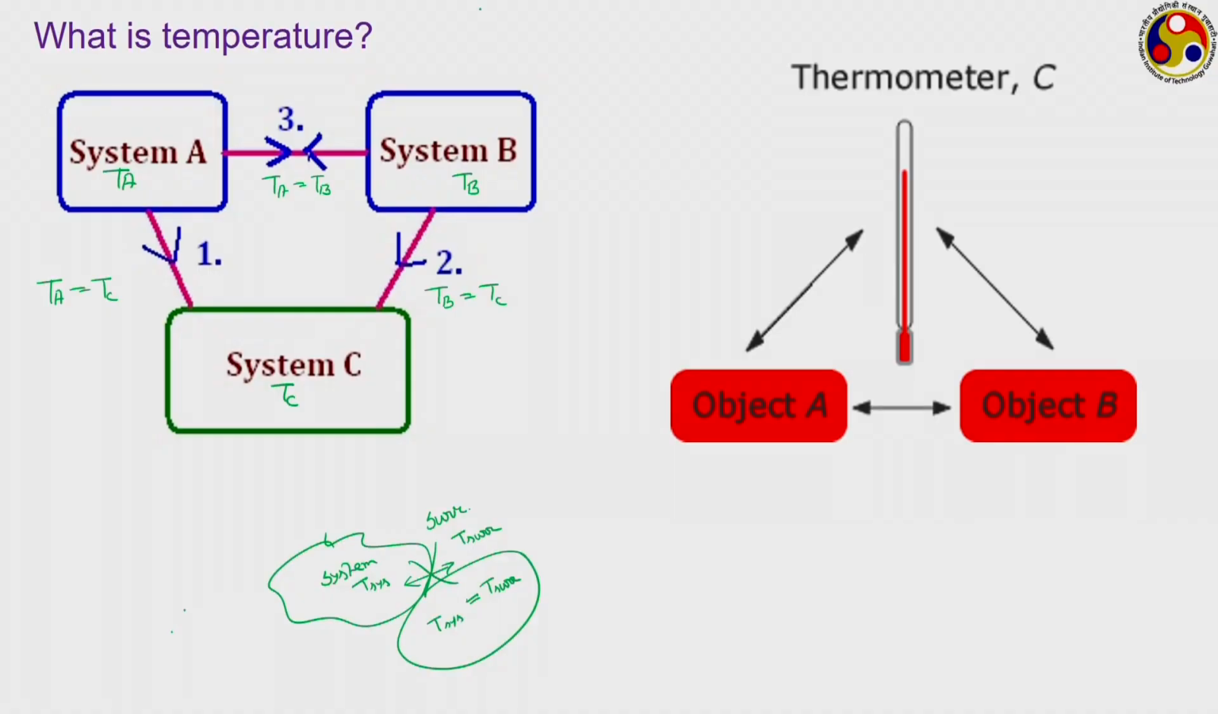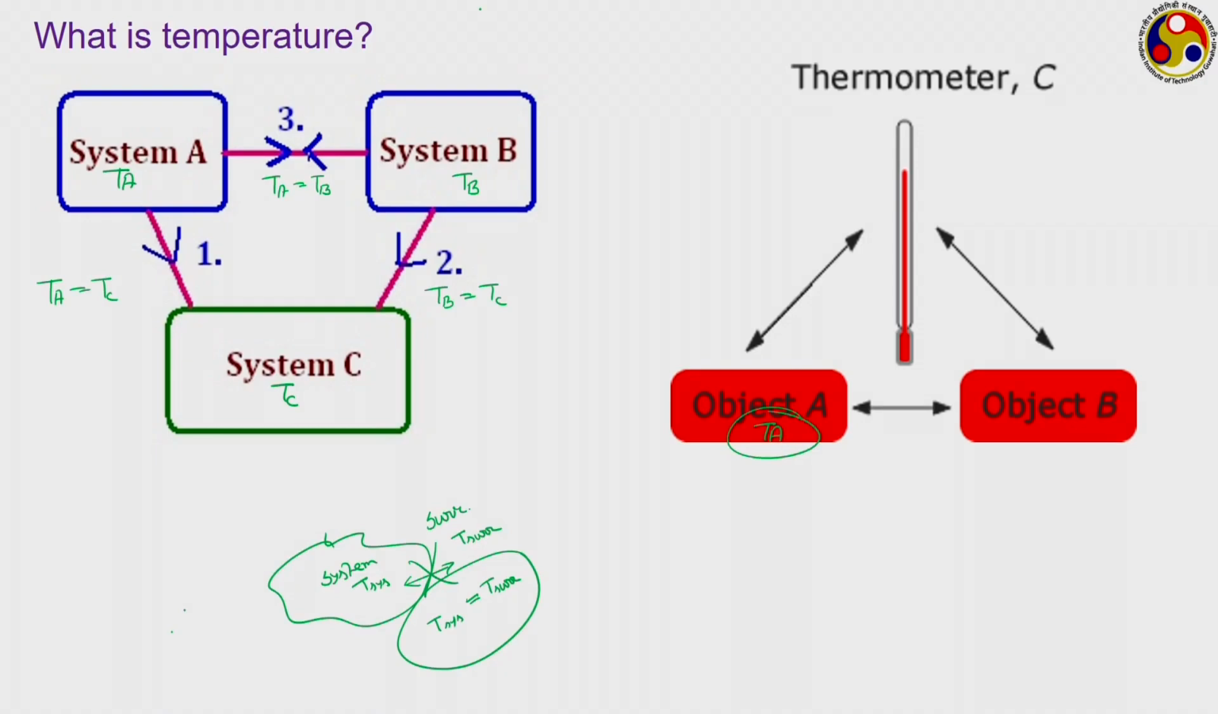Now, let us replace the system C with a thermometer. Then if A and C are in thermal equilibrium and separately B and C are also in thermal equilibrium, then A and B must be at the same temperature. Now, if we know the temperature of object A, Ta, but we do not know the temperature Tb, then what are we going to do? If we take the thermometer C in contact with A, the reading that we get, we define as Ta. Now, if we take this in contact with system B, and if we get the same reading, then the temperature of B must be equal to Ta.